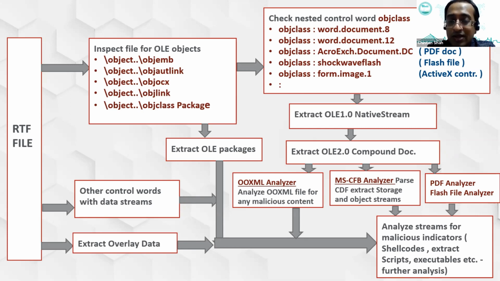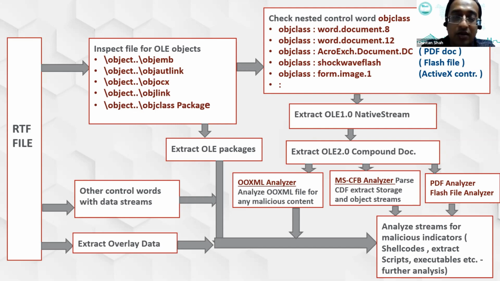Since the data is embedded into OLE but is not a native stream, we have to extract the native stream. And depending on the size of the OLE2 compound document, we have to extract that and inspect all the streams for malicious data, as well as inspect the content stream for an embedded file, and then we can forward the file to the respective analyzers.